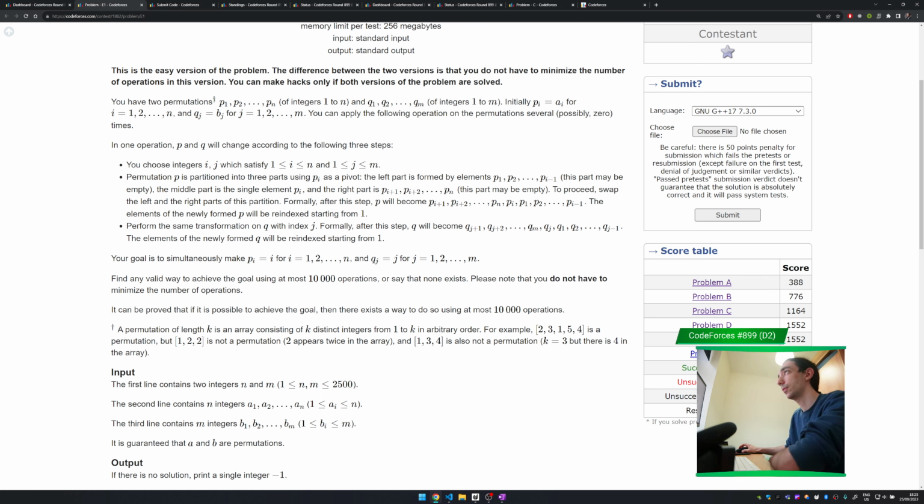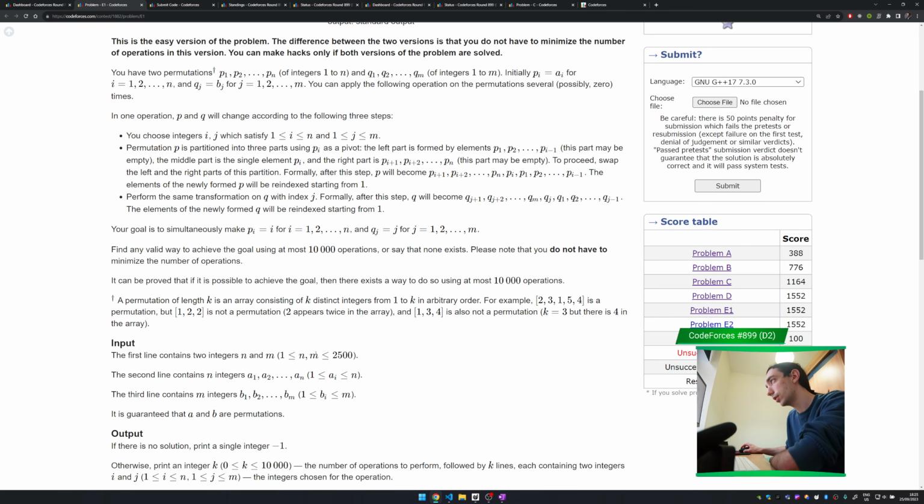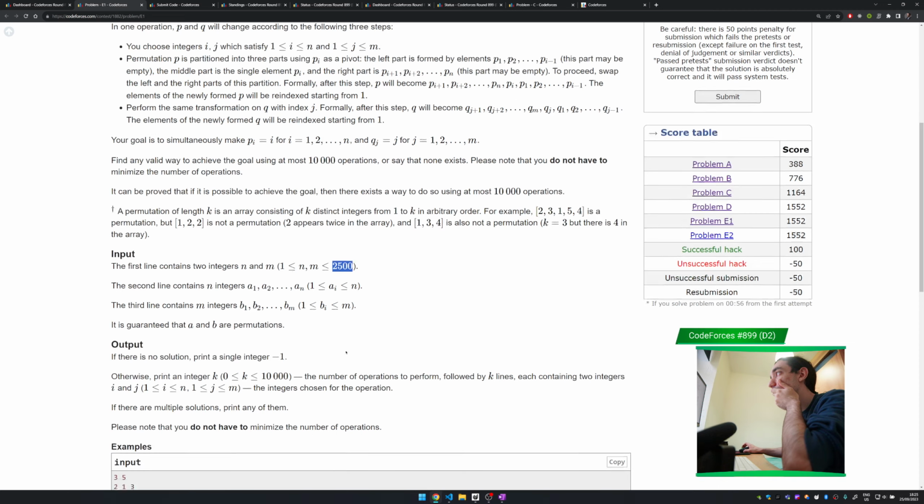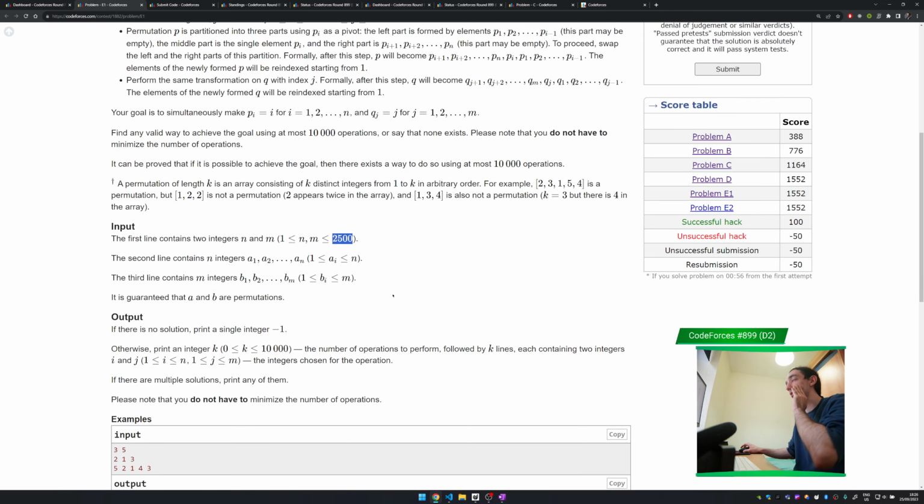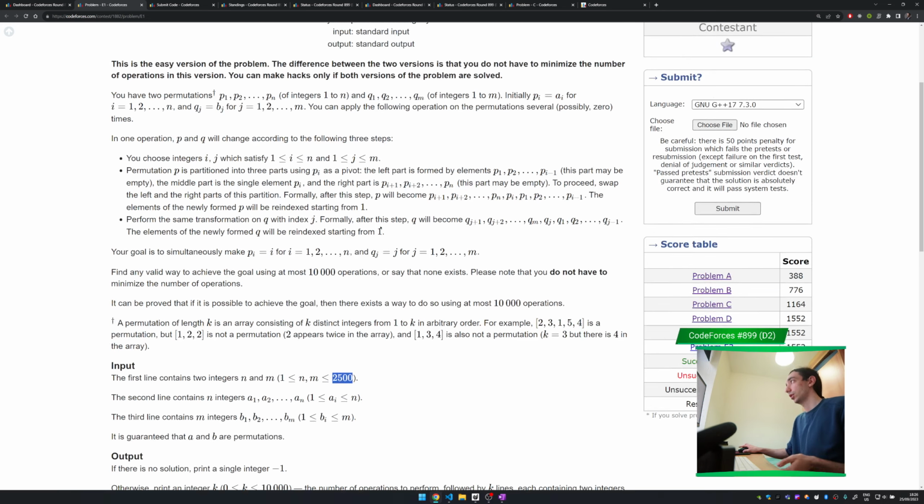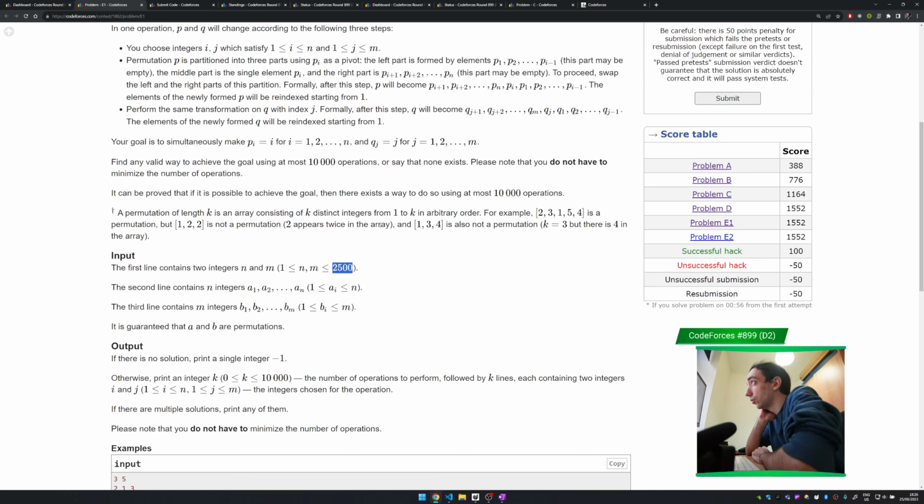So you're given permutations and you need to create the identity permutation in both of them and find any valid way to achieve this goal using at most 10,000 operations. Okay, in E2 we'll have to minimize the operations. So there's some strategy involved here. 2,500.